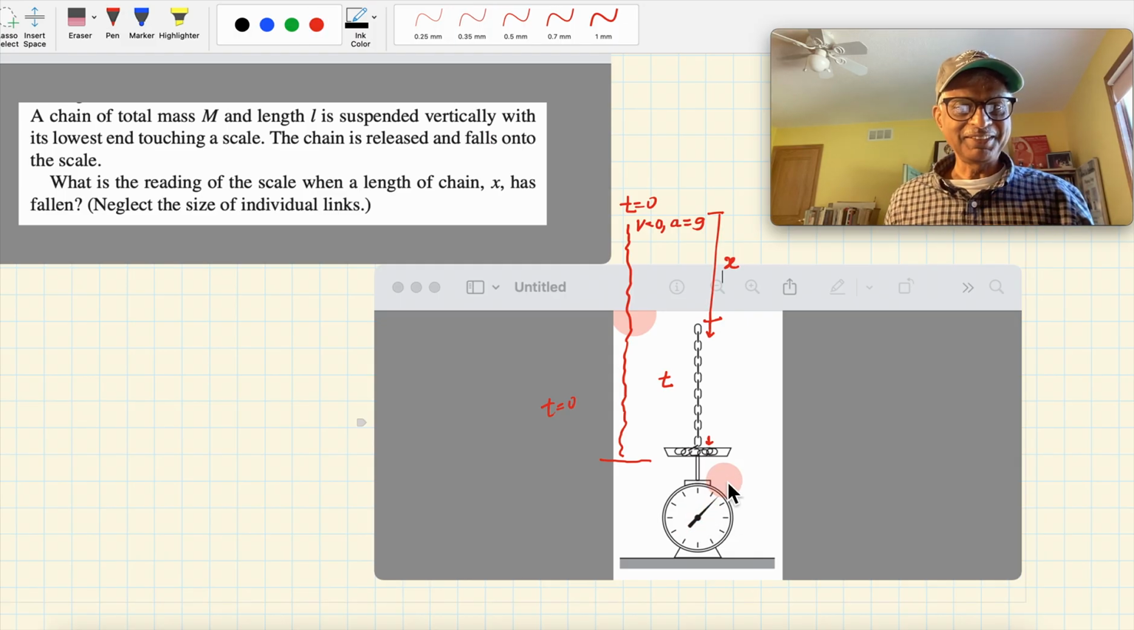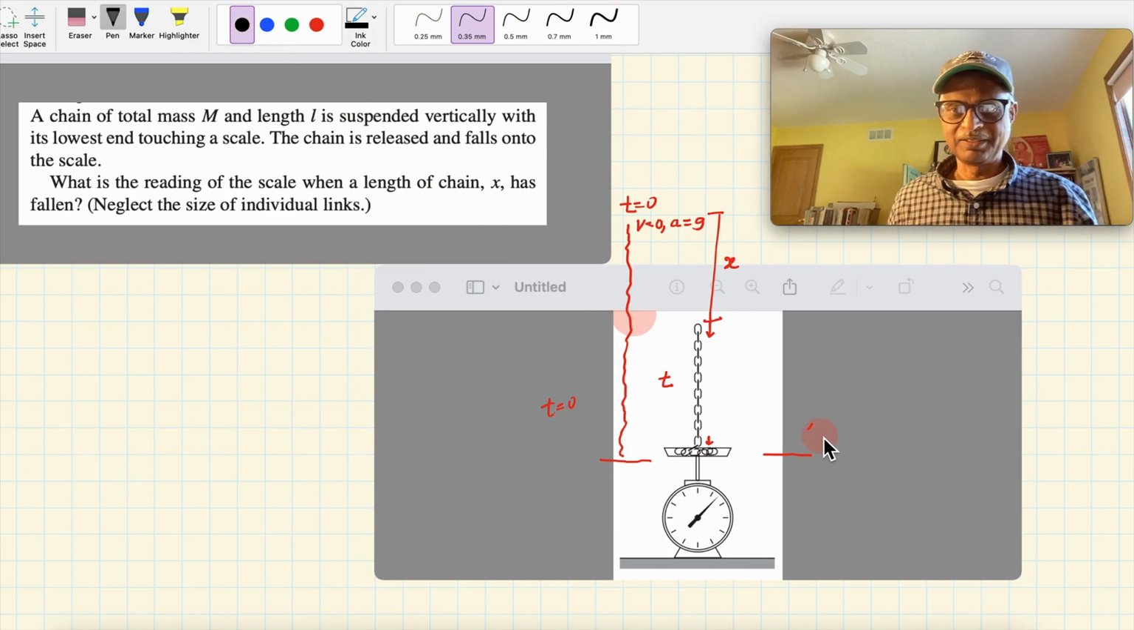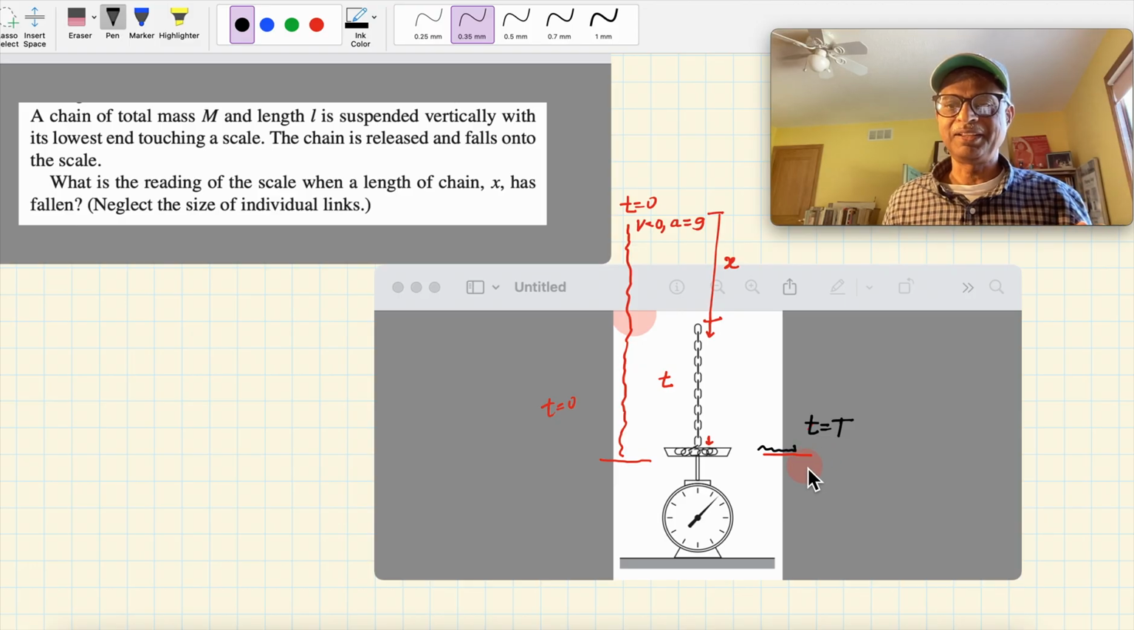And the very interesting thing is you find the formula, a very colorful formula. But at some time, let's use a different ink, t equals some time t, all the chain has fallen, okay. And the last bit fell, okay.